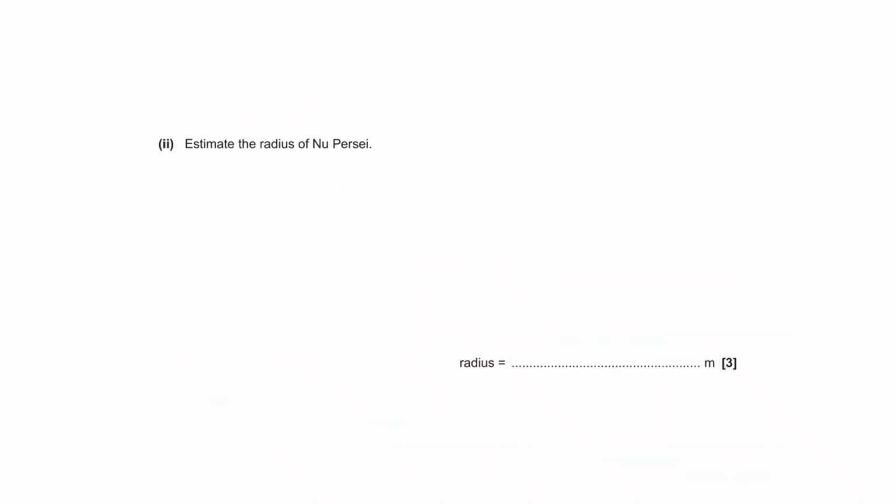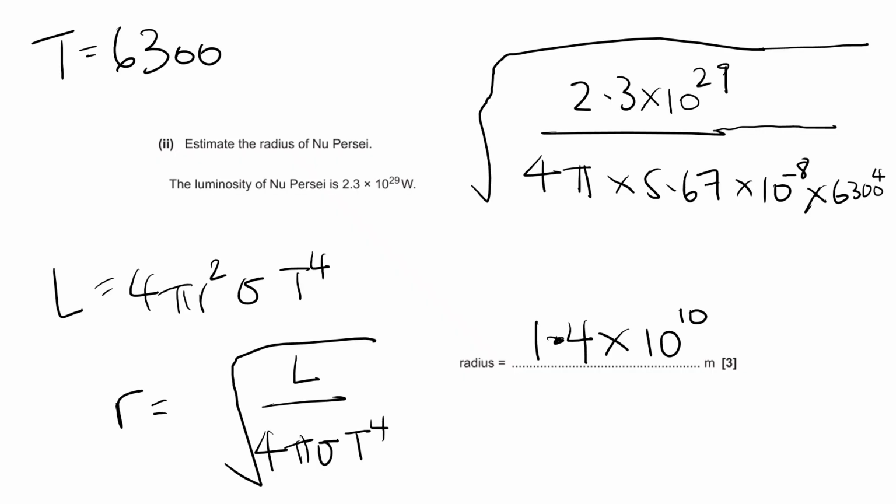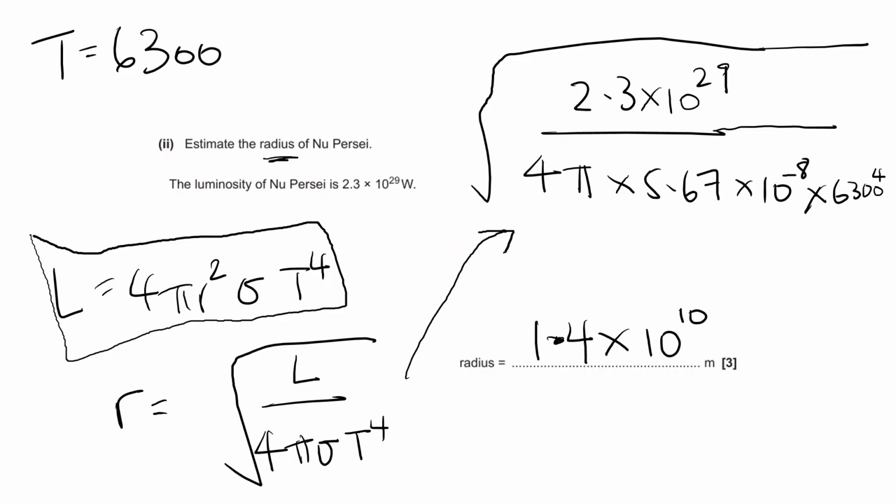So this value should be smaller than 470, but you should get 6,300. Okay, and then now it says to estimate the radius of Nu Persei. The temperature we've worked out was about 6,300. This is your equation. Luminosity is 4 pi r squared sigma T to the power 4. We want the radius. So rearranging for the radius, r is equal to the square root of L divided by 4 pi sigma T to the power 4. And then you put all the numbers in and you get 1.4 times 10 to the 10 meters.